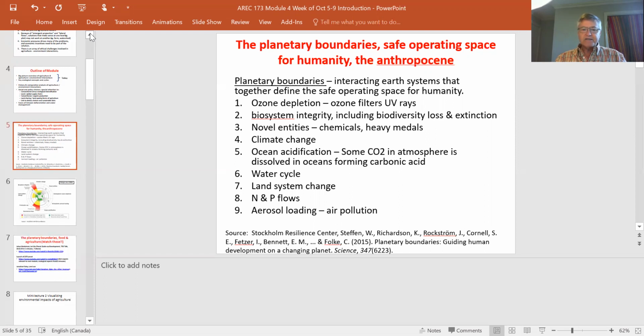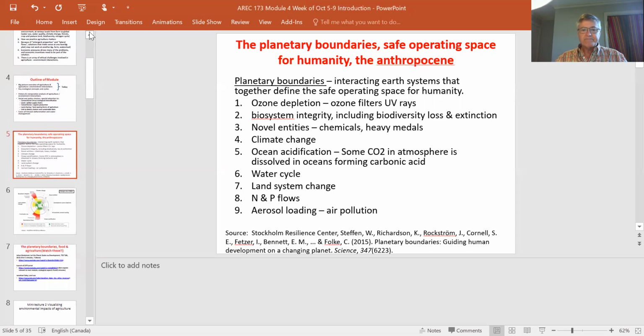There's a water cycle that ties things together. There is land system change. So how much are we changing the land base by our activities in agriculture and other human activities like mining? There are nitrogen and phosphorus, so N stands for nitrogen and P stands for phosphorus. There's nitrogen and phosphorus flows. So we're going to talk about the nitrogen cycle, and there's also a more lateral flow of phosphorus. And then we could think about aerosol loading, so different types of air pollution that affect Earth systems. Okay.